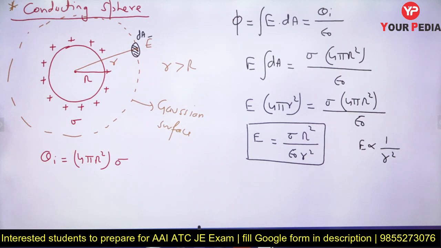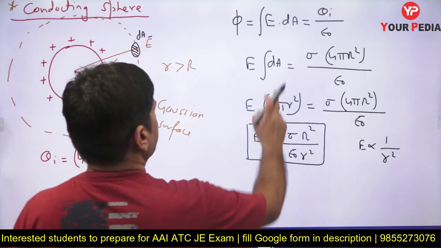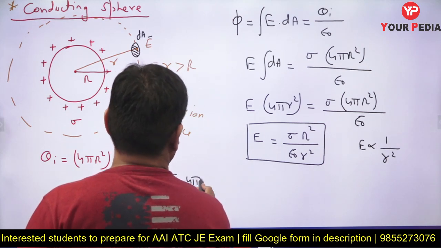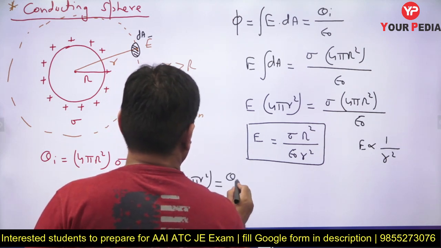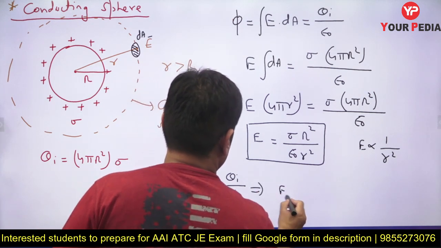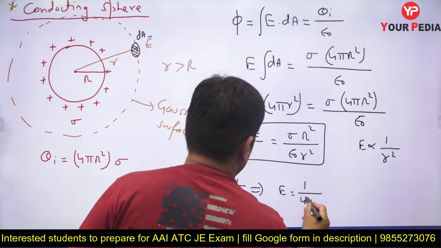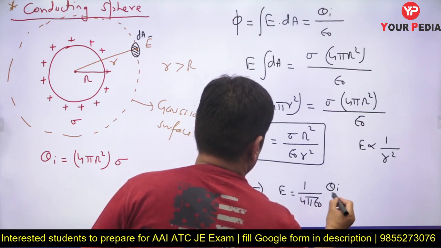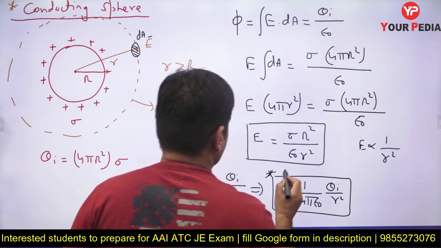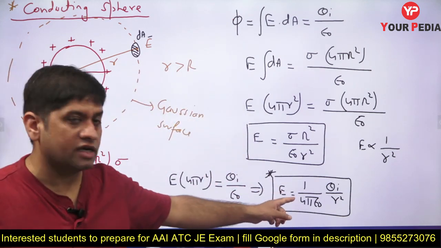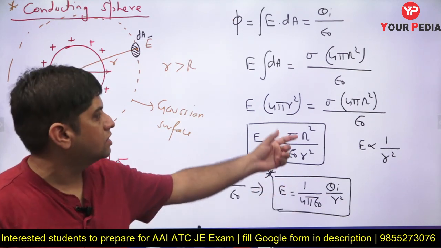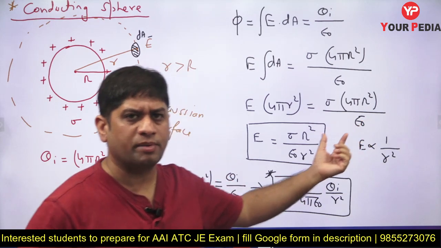Right? And also observe one thing. If I look at this expression again, then what I can write is E into 4 pi r square is equal to inside charge over epsilon naught. See this formula carefully. E is 1 by 4 pi epsilon naught q over r square. Have you ever seen this formula? This is a very standard formula. We are getting the same expression for this. Qi is sigma into 4 pi r square. That is a separate case.